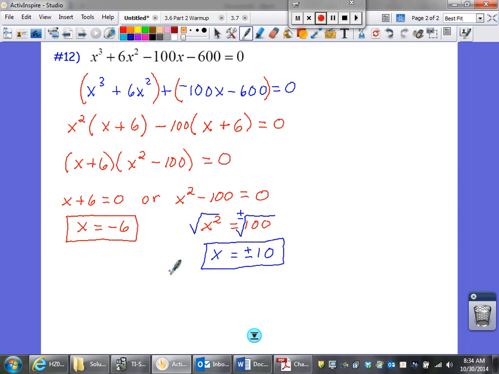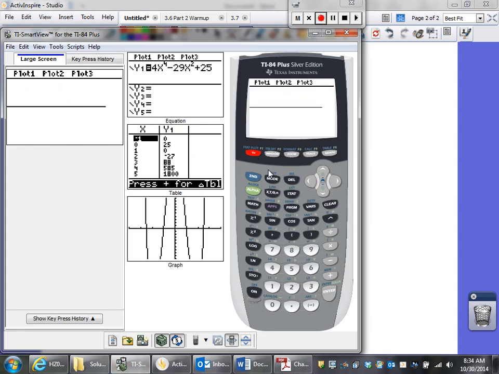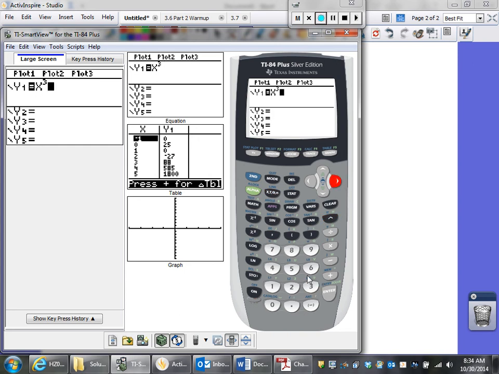Now, just like we did last time, I'm going to go ahead and go back to the graphing calculator real quick, and I'm going to type this in and see if we came up with the correct zeros. So I'm going to clear that out, and we had x to the third power, and it was plus 6x squared and minus 100x and minus 600.